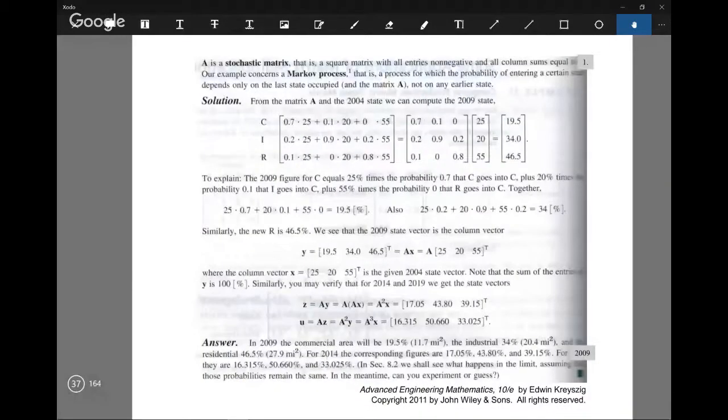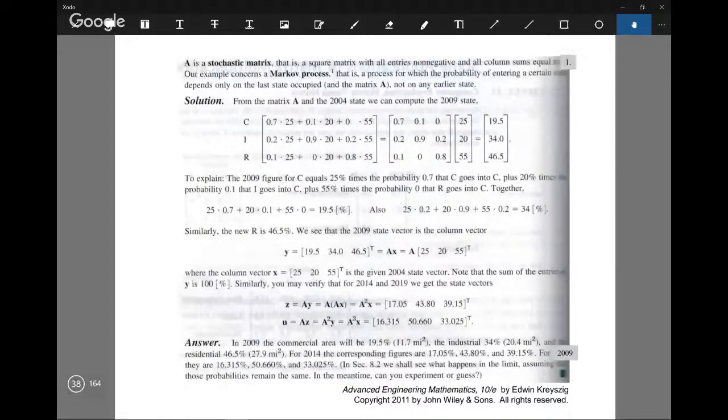So the question then is, given the number of units that were initially commercial, industrial, and residential, after 5 years, what fraction will be commercial, industrial, and residential? And using matrix multiplication, you can do that, and you can predict in the future as well. So these are 3 potential uses of matrix multiplication.